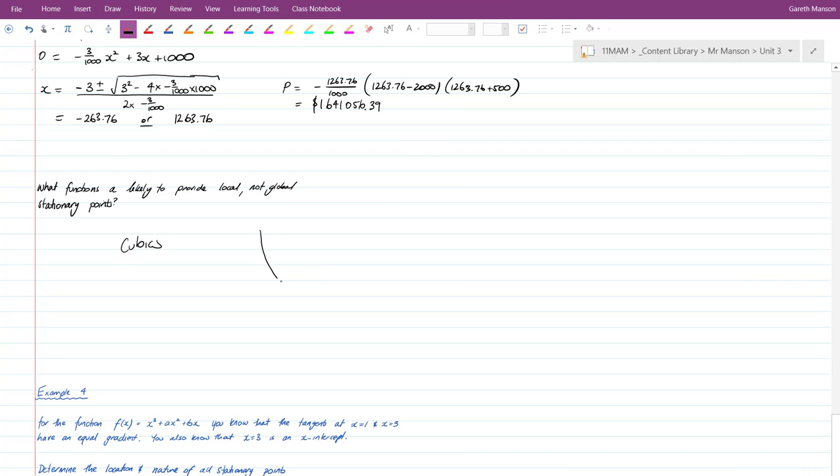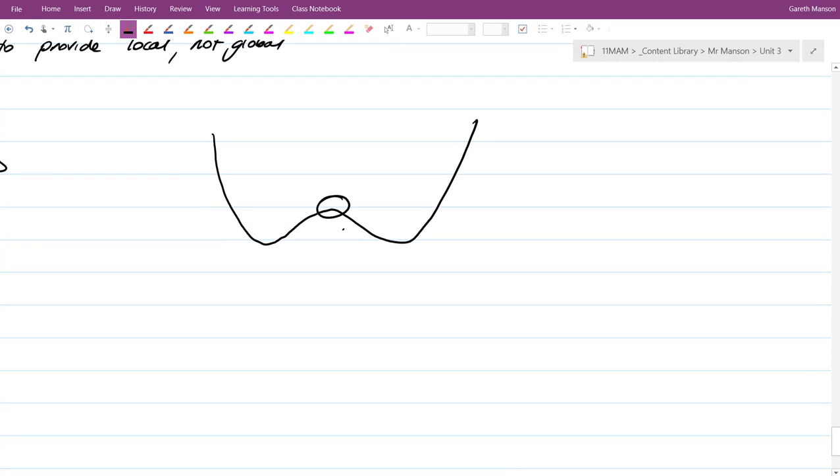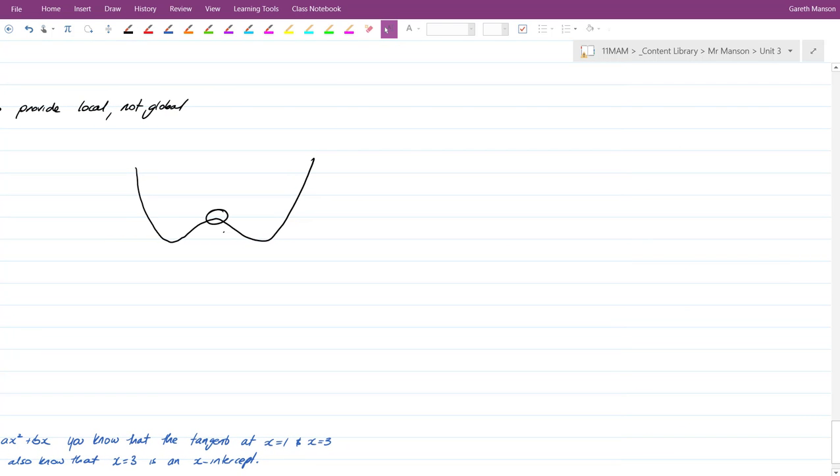Quartics can look like this. So that might provide two global minimums, or two different minimums, in which case one of them's global and one of them's local. But this one here is often going to be just a local maximum. Or if it's flipped up, it'll be the minimum, etc. But if you've got any odd function, it'll always do this and then go off that way. So you're always going to get that local versus global.